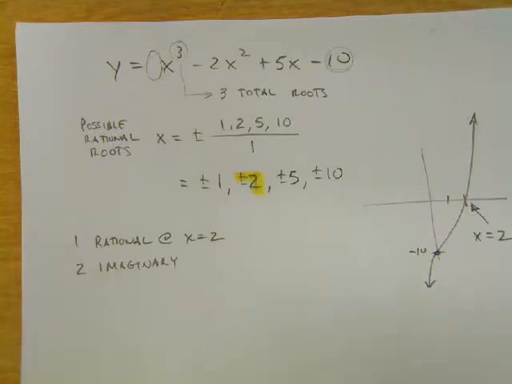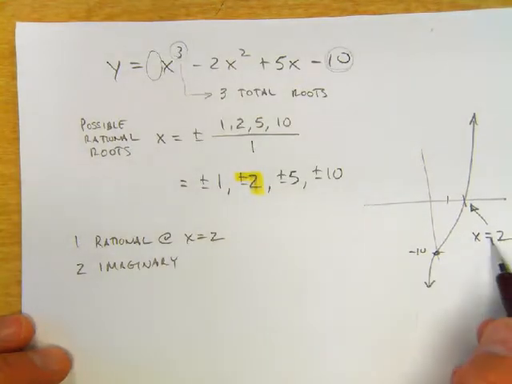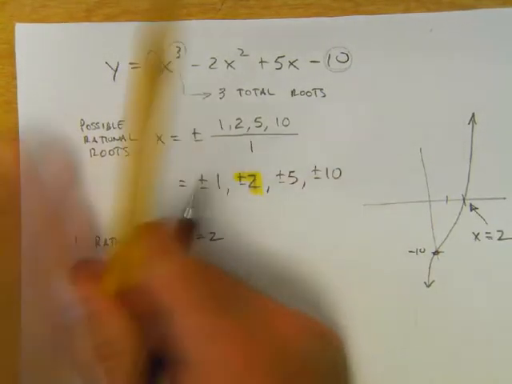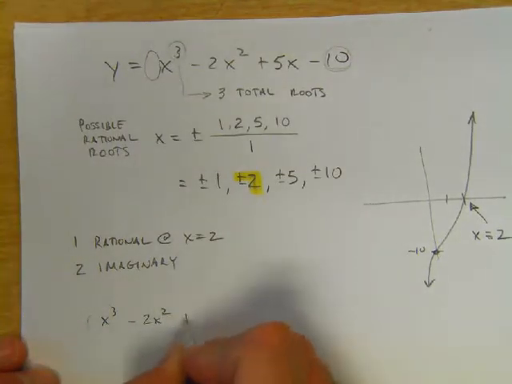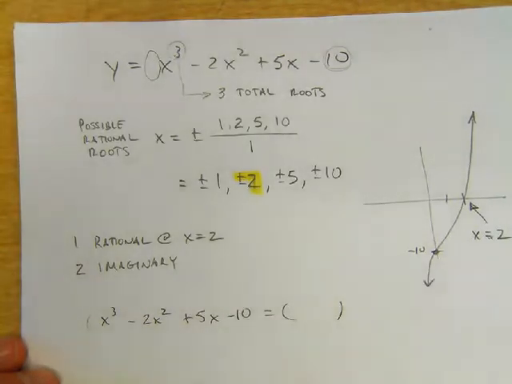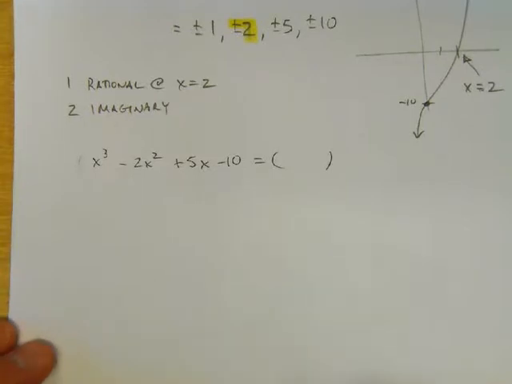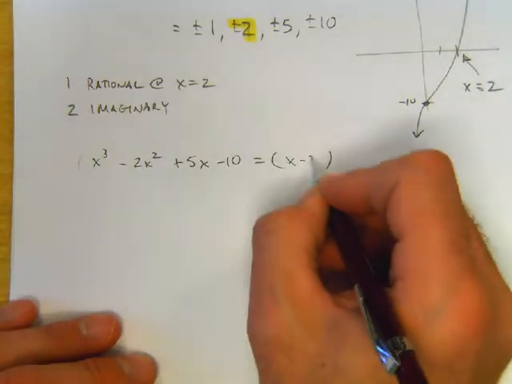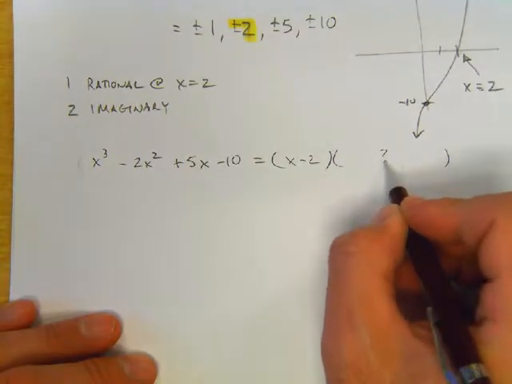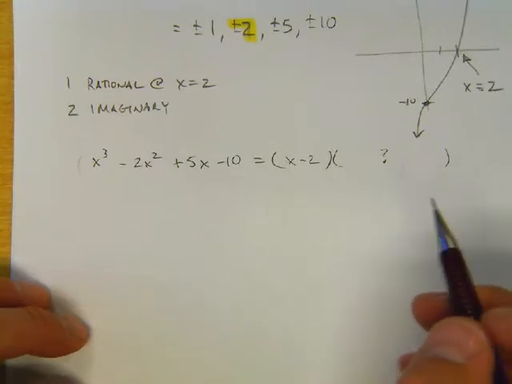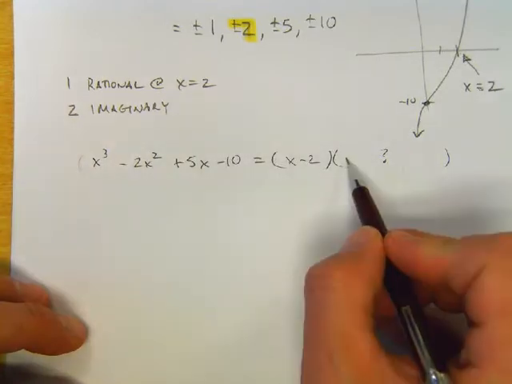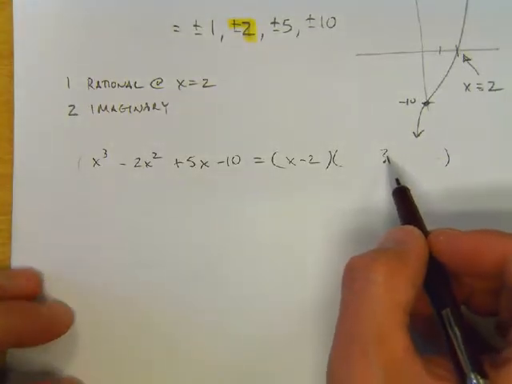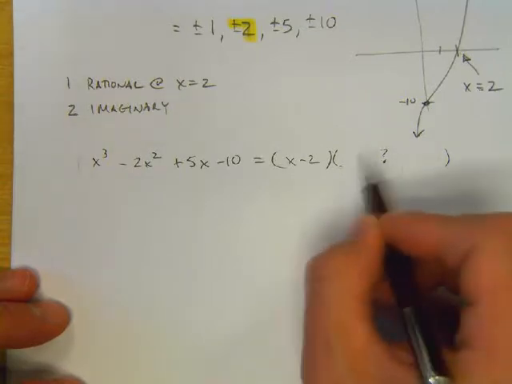Okay, so what we have to do then is we have to factor the cubic by this root. So x cubed minus 2x squared plus 5x minus 10 equals, okay, if there's a root at 2, what is the linear binomial factor? X minus 2. And then we know that there has to be another factor for the imaginaries. Now, if there's going to be two imaginary roots, can you predict what the degree of this factor will be? Yeah, quadratic. Yep. All right, so let's do the division and find out what this factor is.